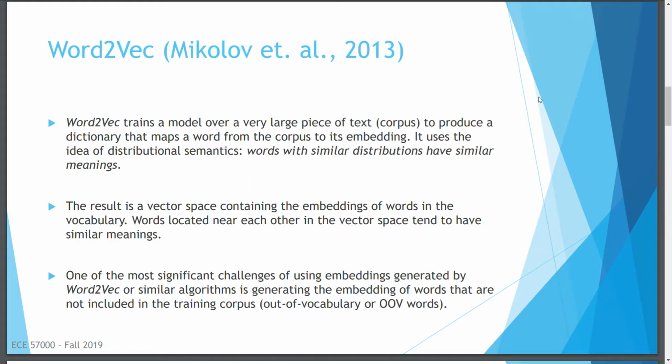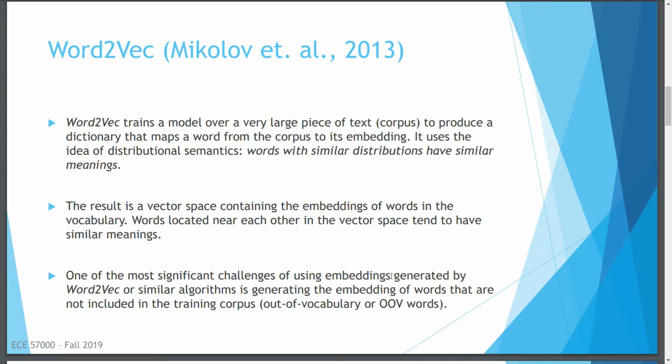Word2vec uses the idea of distributional semantics, which is that words occurring in similar contexts have similar meanings. So it uses this idea to train a model over a very large piece of text, which in NLP we call a corpus, to produce a dictionary that maps a word from the corpus to its embedding. The embeddings here are 300 dimension vectors. The result is a vector space containing the embeddings of all words in the vocabulary. If two words are located near each other in the vector space, that means they tend to have similar meanings. Word2vec was extremely successful, but it does have a few drawbacks.